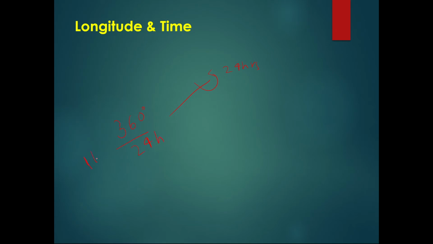So in 1 hour, how much angle will it traverse? 15 degree. Okay, 4 minutes. So if we know the longitude, then we can calculate the time of that particular location. Say this is the earth, this is the prime meridian, and it is 12 noon here, and someone says we are at 30 degree east. So at 30 degree east longitude we are here.